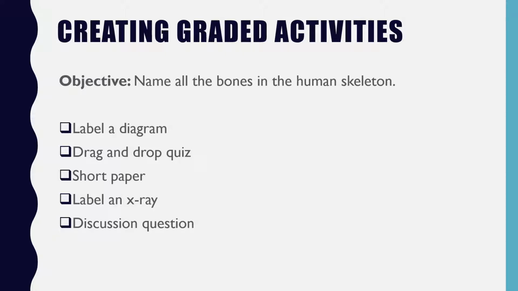With our example from earlier, name all the bones in the human skeleton, you can create several different types of graded activities that would allow students to demonstrate their knowledge. Which of these are possible activities for naming all the bones in the human skeleton? Label a diagram, a drag and drop quiz, a short paper, label an X-ray, or a discussion question. These examples ask for the student to either write in or drag the name of the bones to their corresponding location.